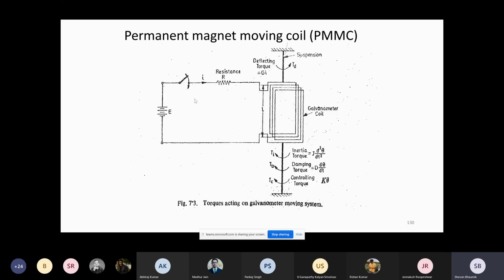There will be damping torque, mainly due to the eddy current effect, which is D dθ/dt. There will be controlling torque, which will be due to the spring constant, kθ. And at any point, these three will be equal to the deflecting torque, and ultimately you can solve the equation and you will get the output response. So that is what I want to say.